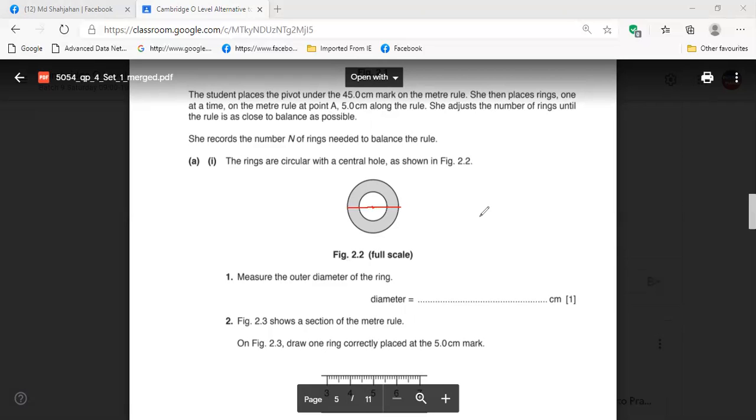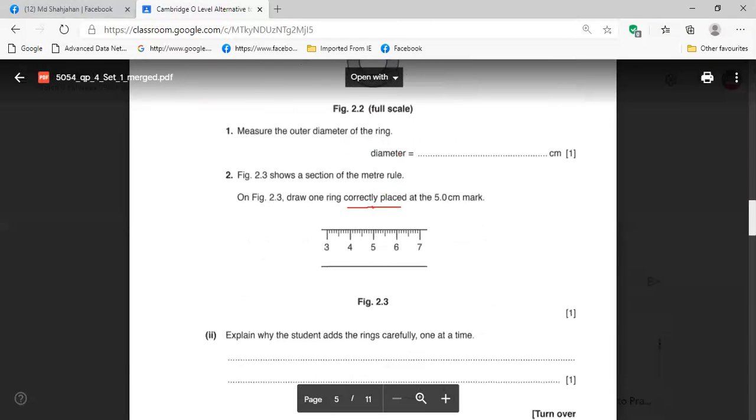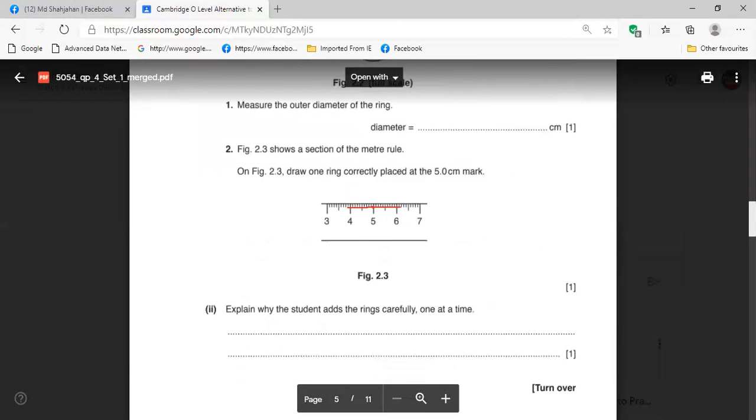Sir, 2.2 centimeter. Okay, you got 2.2. Exactly 2.2. Okay. So we are going to the next one. Yeah, continue, Abir. Figure 2.3 shows a section of the meter rule. On figure 2.3, draw one ring correctly placed at the 5 centimeter mark. Explain why the student adds the rings carefully one at a time.